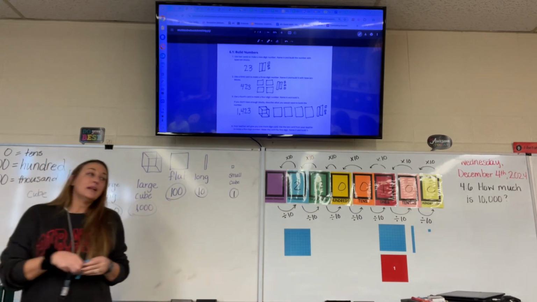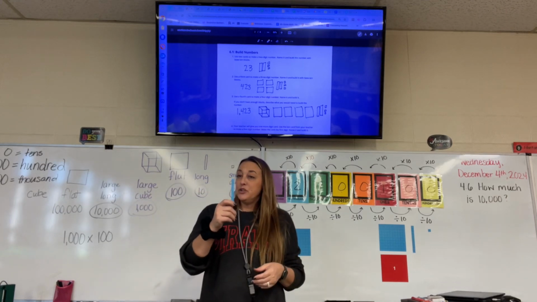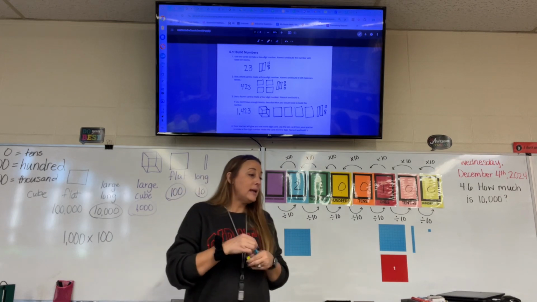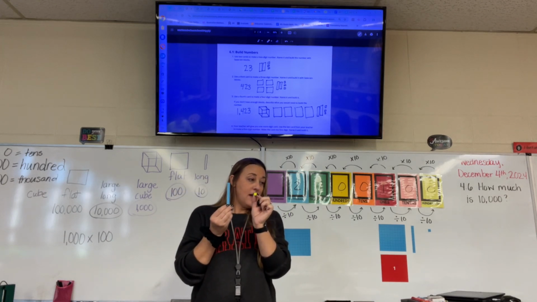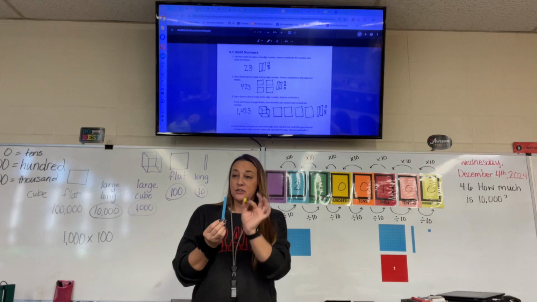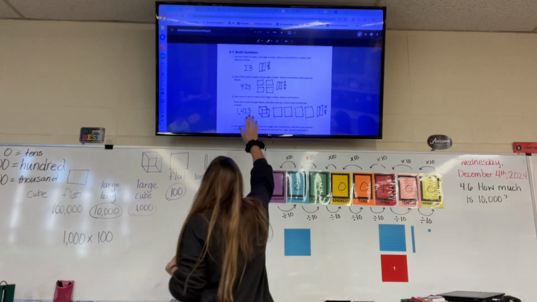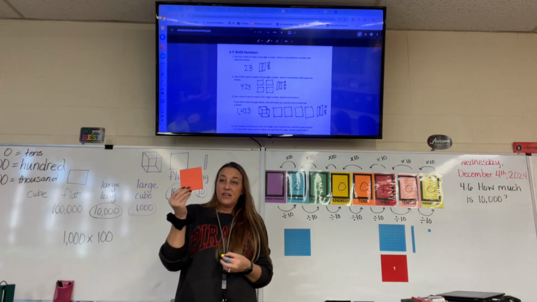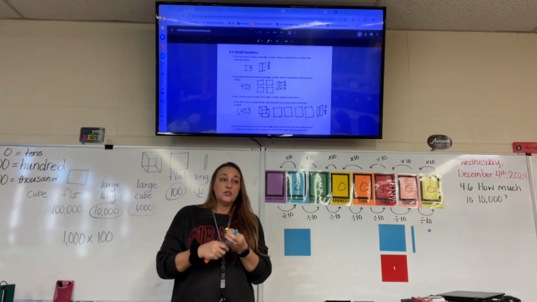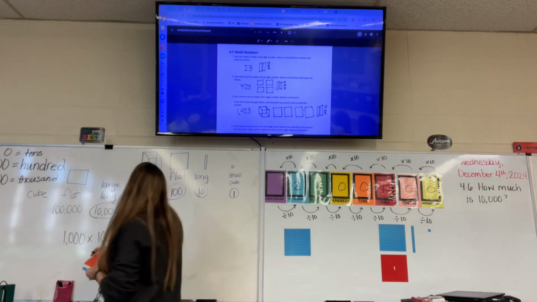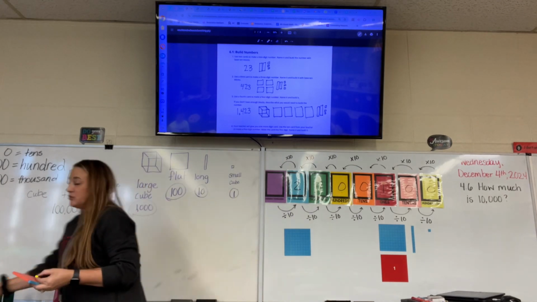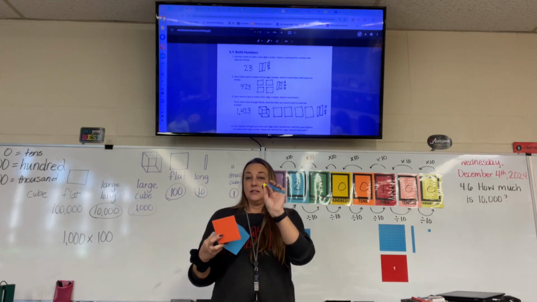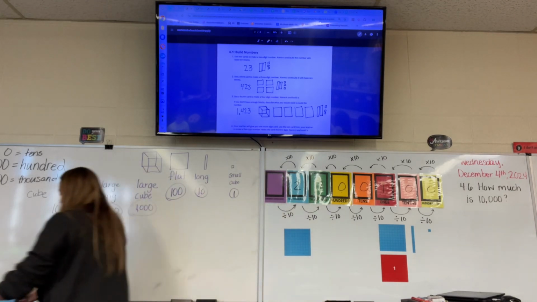So to make 23, you would need 2 of these and 3 of these. Correct, Zeralda? 23. 2 of these, 3 of these. Then to make 423, we would add on 4 of these. So 4 of these, 2 of these, 3 of these. Then to make 1,423, we would need 1 of these, 4 of these, 2 of these, 3 of these. Okay? All right.